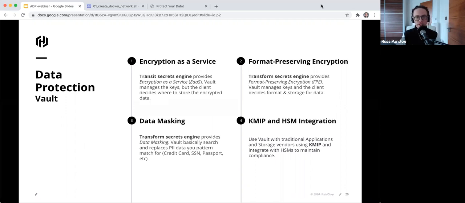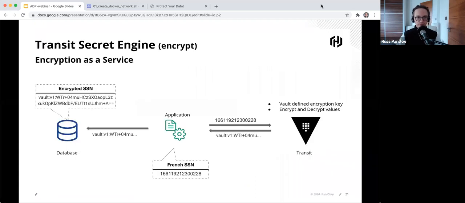And Vault also supports KMIP as well. KMIP is the Key Management Interoperability Protocol. This is the standard that systems like VMware and NetApp actually use. That's the protocol they use to talk to external key providers.